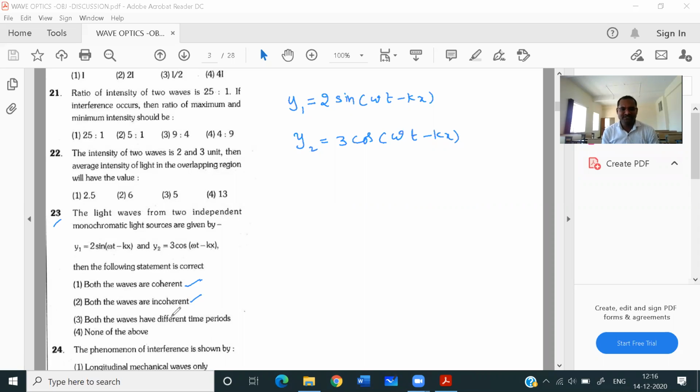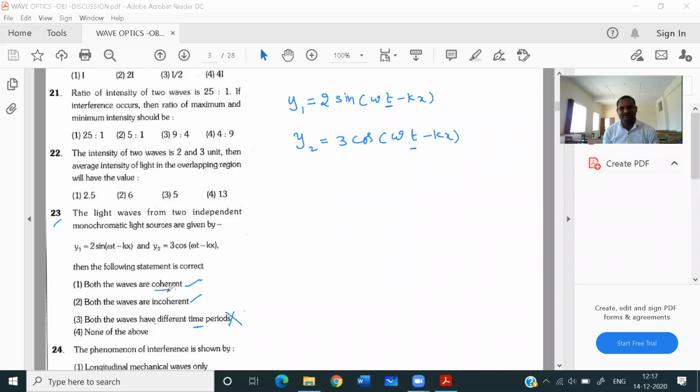So let us see first. Both the waves have different time periods? See in this equation, t is the same, which means this is wrong. Both the waves do not have different time periods. This is wrong.